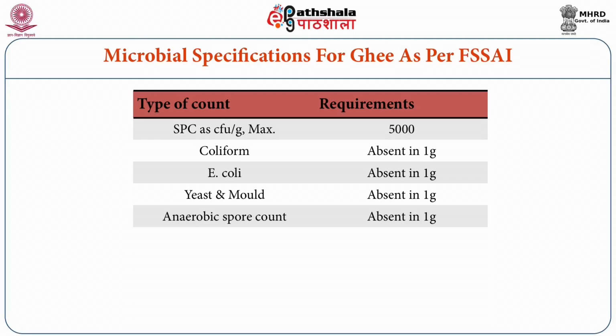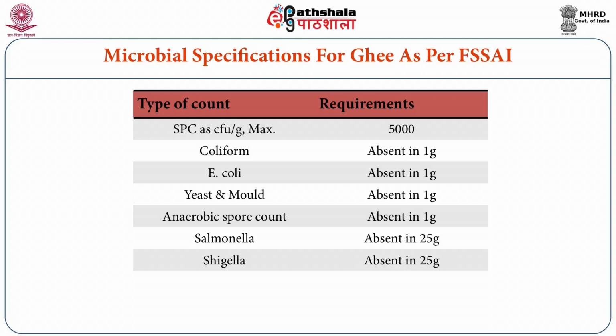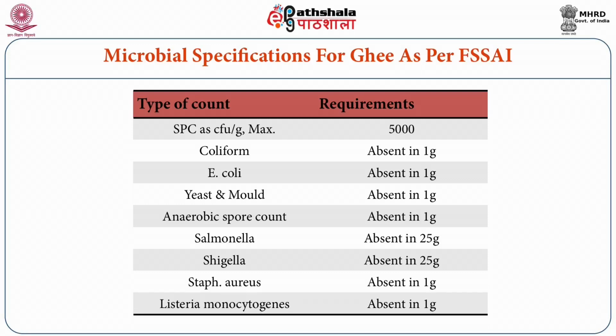Whenever we are packaging ghee in, say, a 1 kg tin or a 15 kg bulk tin, the amount of headspace is very less, and hence the amount of oxygen is low, so you have literally anaerobic conditions. Hence the anaerobic spore count, which should again be absent in 1 gram. Salmonella and Shigella, both pathogenic bacteria, obviously have to be absent in 25 grams. The other two pathogens, namely Staphylococcus aureus and Listeria monocytogenes, both have to be absent in 1 gram.